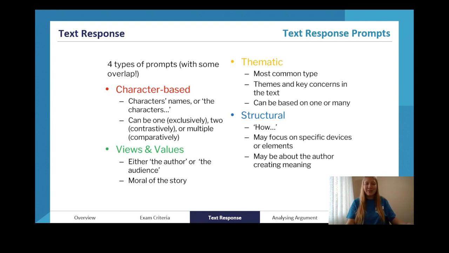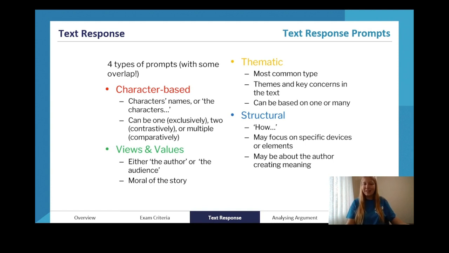Thematic prompts are also great. These are the most common type we usually see in English, and they're based around themes and key concerns in the text. So when we look at our keywords, we will see themes being mentioned. And it can be based on one, two, or many themes. Usually we see one theme or two themes side by side. Again, also great for views and values analysis, really good for zooming into the text and analyzing our pieces of evidence in depth.